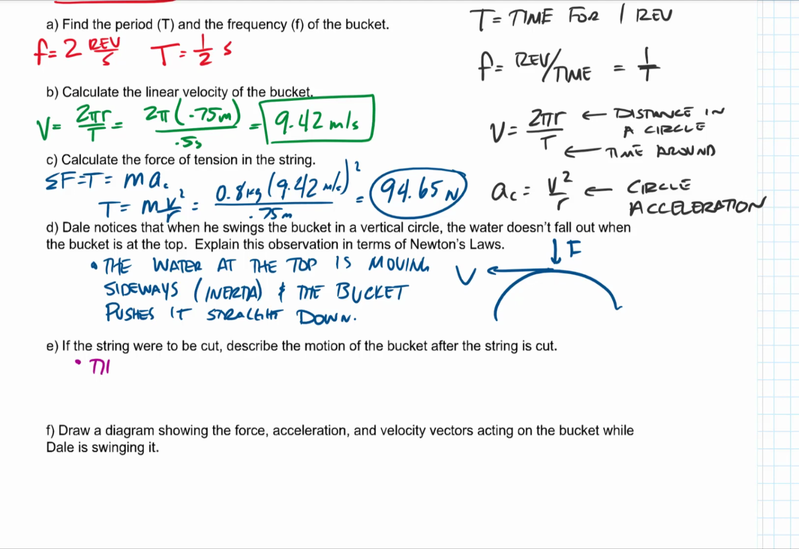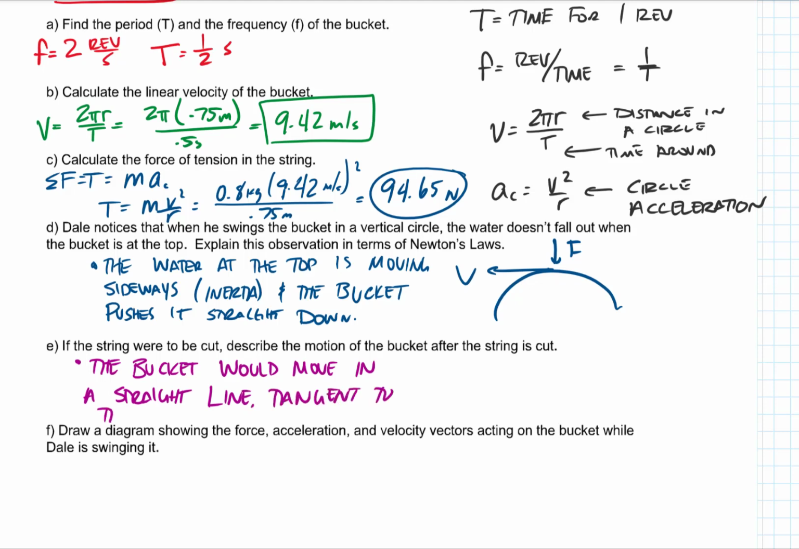If I cut the string, the object will continue moving in a straight line. The bucket would move in a straight line with its velocity. Tangential to the circle, that's the moving in a straight line, off like that little V line is drawn.